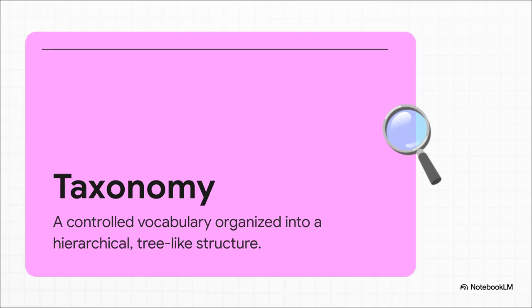What happens when you take one of those controlled vocabularies and you organize it into a hierarchy? Well, then you get a taxonomy. So this isn't just a flat list of words anymore. It's a tree-like structure that shows parent-child relationships, creating these really useful categories and subcategories.